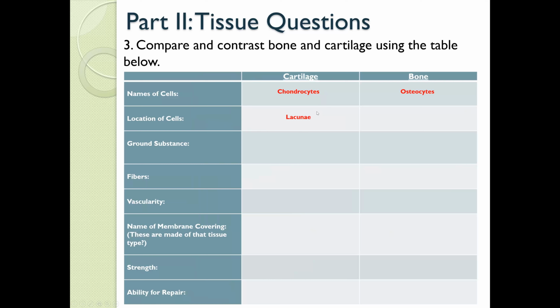In cartilage, the cells are found in these little pockets. They look like bubbles called lacunae. Bone cells are also in lacunae. They don't look as much like pockets, but they're still in these little chambers.